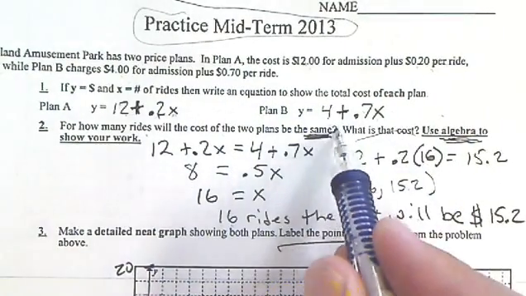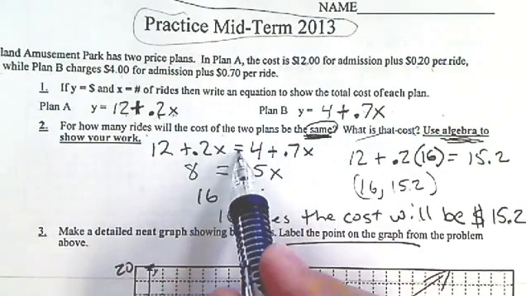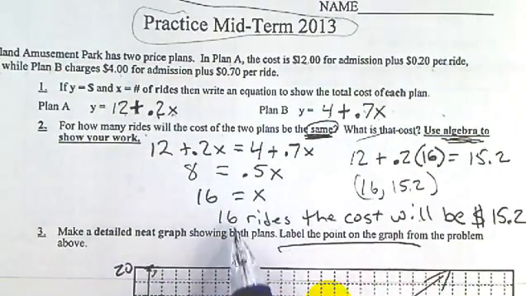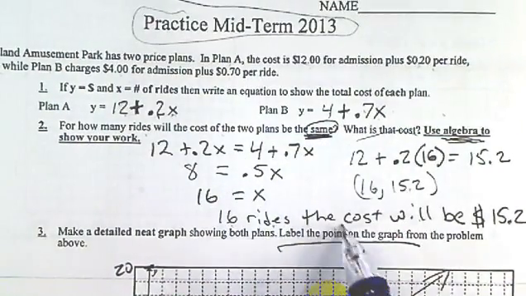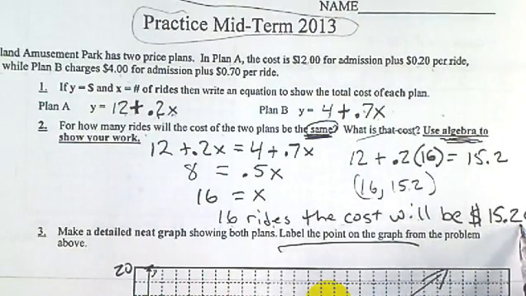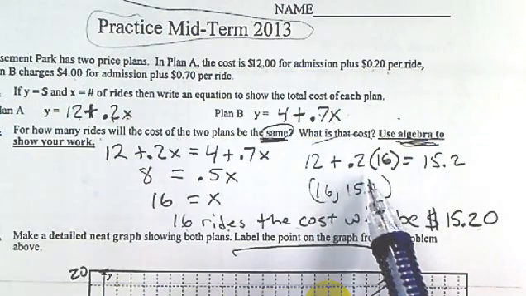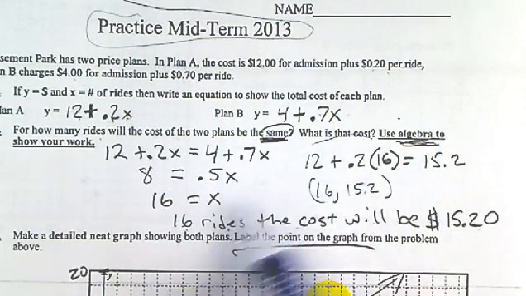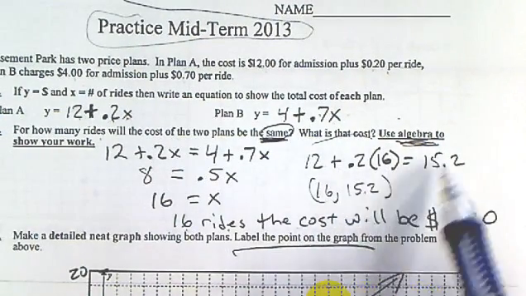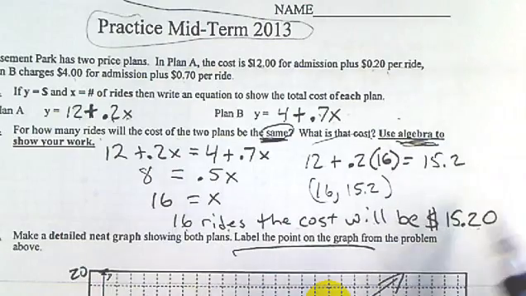I want to find out when they're the same. Same means equal, so I put them equal to each other and I solved: 16 rides. The cost will be $15.20. I plugged in my 16 into one of the equations to find my cost.